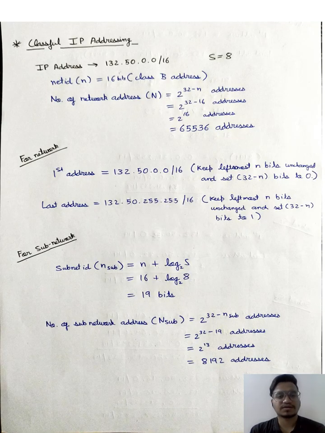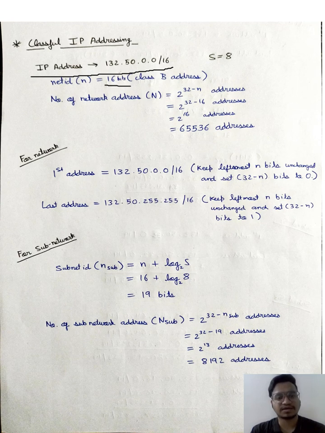Let us look at classful addressing first. So this is the given IP, 132.50.0.0/16. Here 16 represents the net ID of that IP address. In case the net ID is not given in the question, looking at the IP address we can write which class it belongs to, and knowing that we can write the net ID. Like in the previous slide, this IP address belongs to class B, so the net ID will be 16 bits.